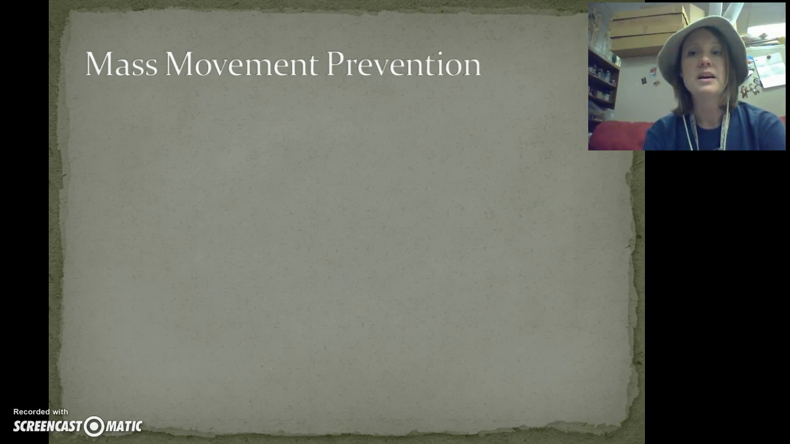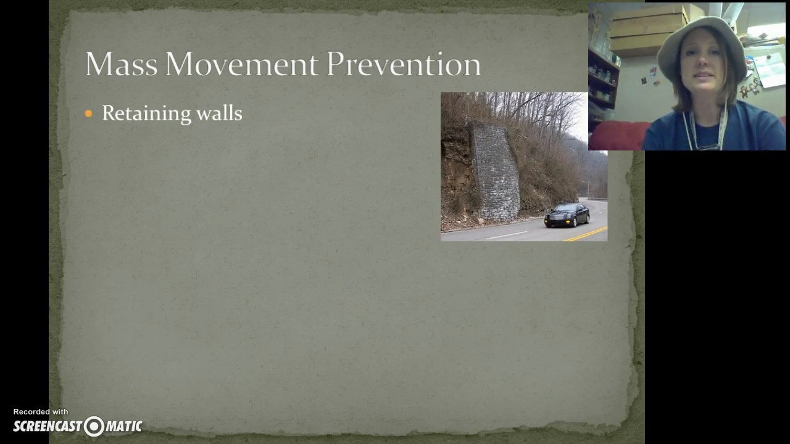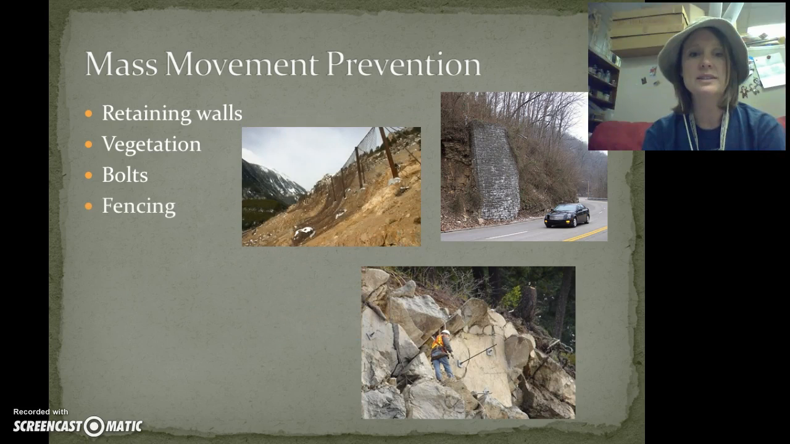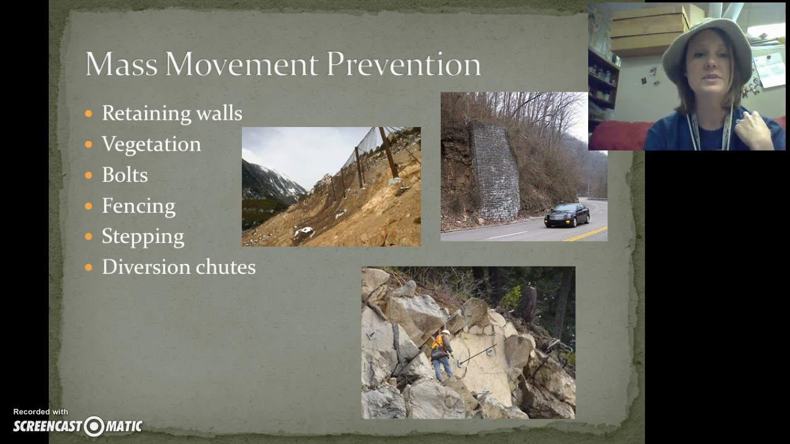Some of the things that we can do to prevent mass movements: building retaining walls if we are building roads in the side of mountains, if we oversteepen that slope, planting vegetation, putting bolts in the rocks, even fencing to protect from some of those rock falls. Building steps to help prevent erosion, diversion chutes so that if there are rock falls or soil creeps, they're going in a different direction. So there's just a few of the things that we could do there.